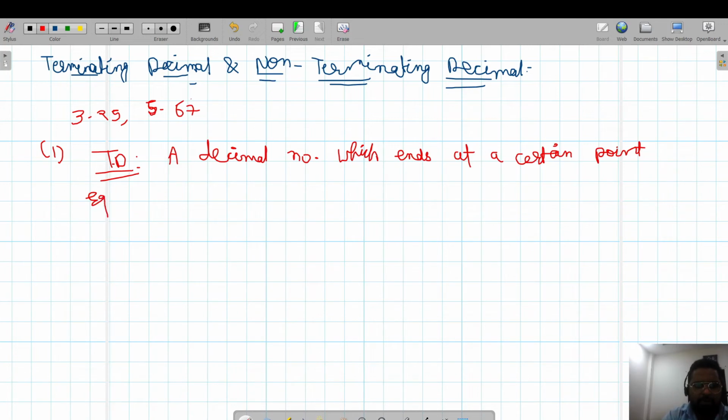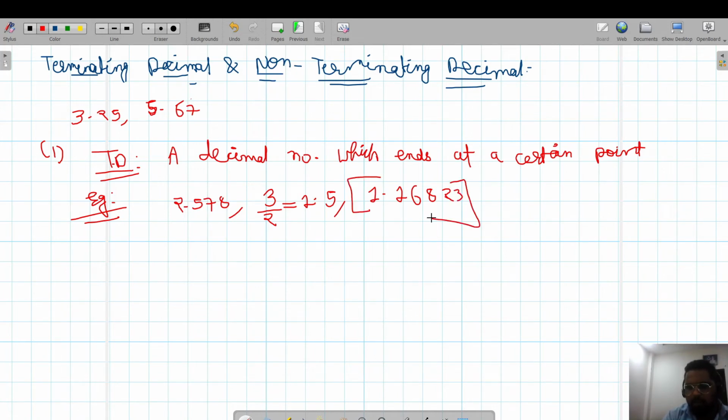I can give you some examples, like 2.578. This is a terminating decimal, as we can see it terminates here. 3 upon 2 is also a terminating decimal, because when I divide, I get the quotient 1.5. And there are many numbers like this, such as 1.16823, which is also a terminating decimal, ending at a certain point.